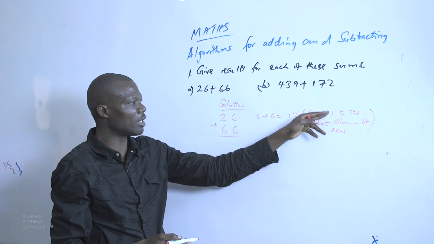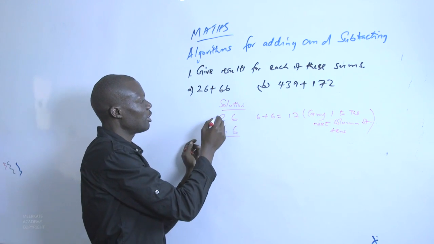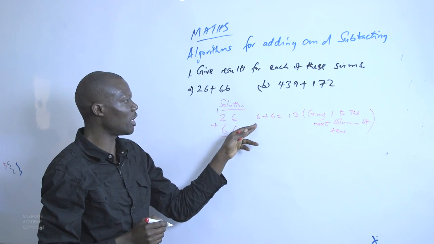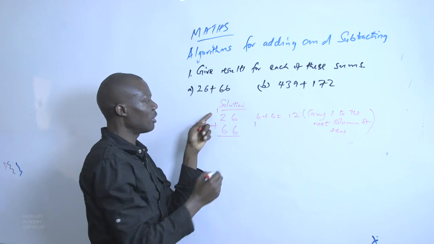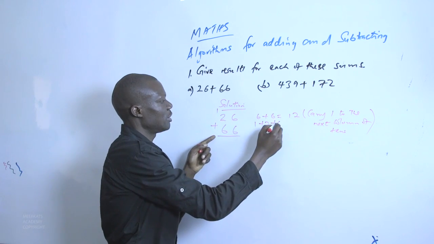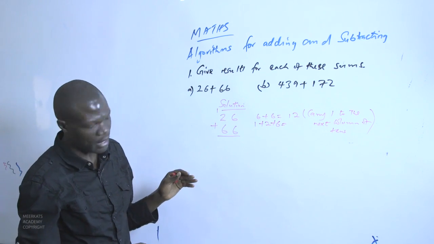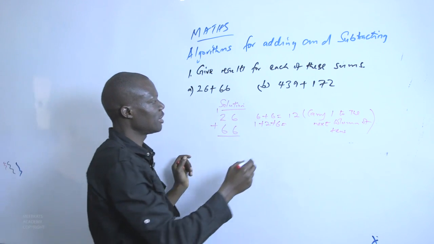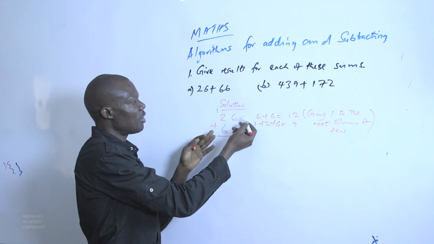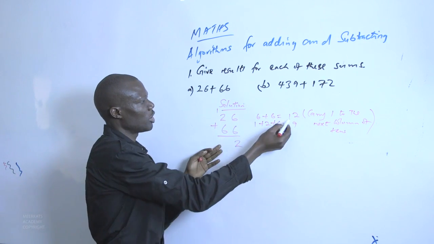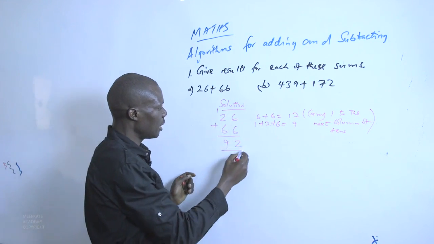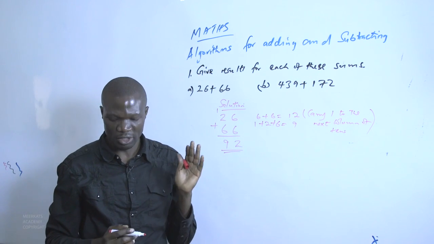So when you carry 1 to the next column of tens, it means that now in this column here, we have carried 1. So the next step, we shall say 1, which we carried, plus 2, plus 6. And when you add 1 plus 2 plus 6, you get a 9. So the result now comes, this one was 2 because we carried 1, and this one is 9. So you find that your answer is 92.